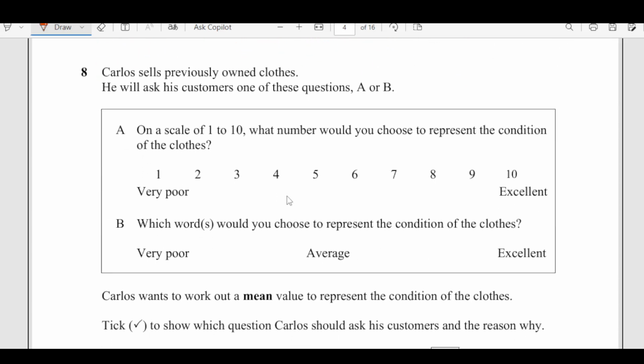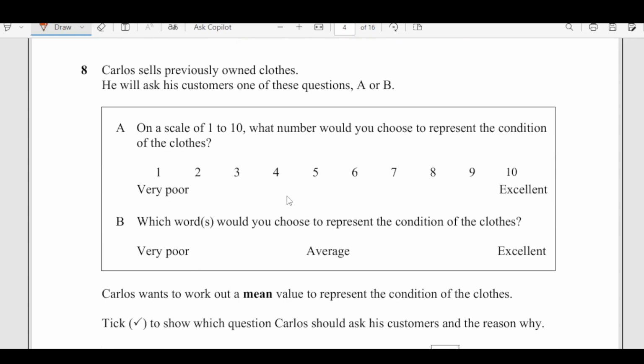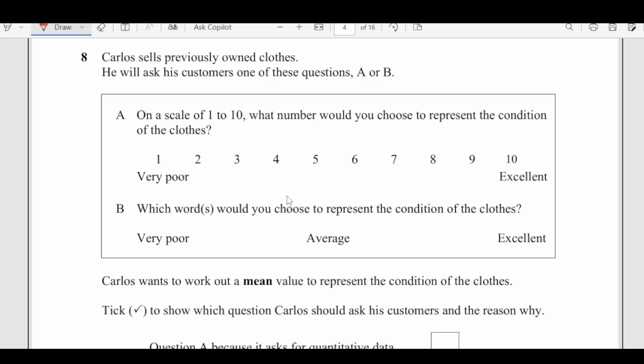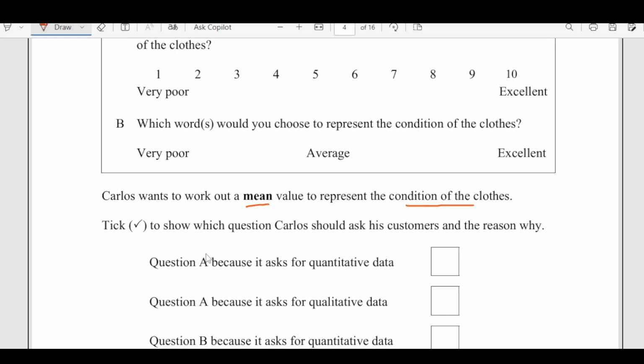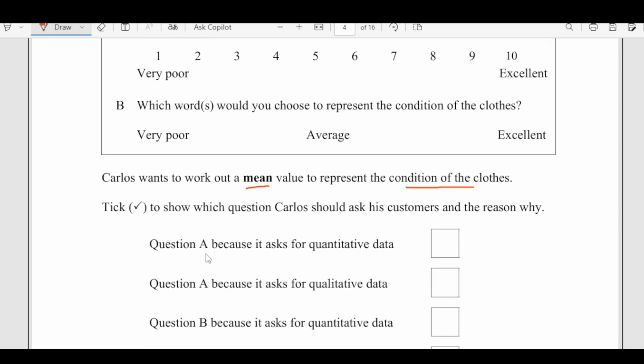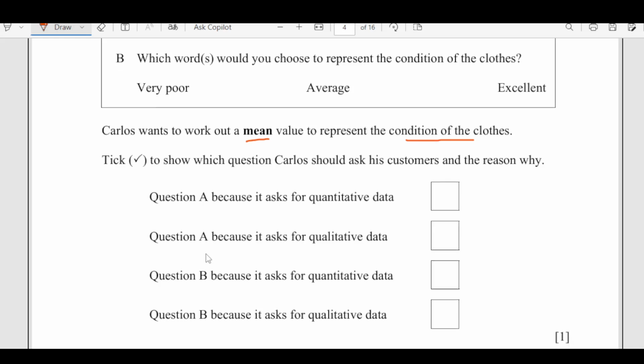Now number 8, Carlos sells previously owned clothes. He will ask his customer one of these questions, A or B. We have two questions, A or B. Let's see first what the requirement from the question is. Carlos wants to work out a mean value to represent the condition of the clothes. Tick to show which question Carlos should ask his customer and the reason why. Question A because it asks the quantitative data, question A because it asks the qualitative, question B because it asks the quantitative, and so on.